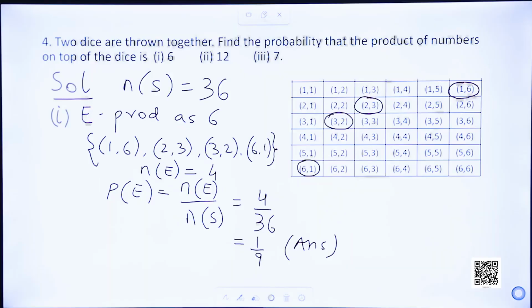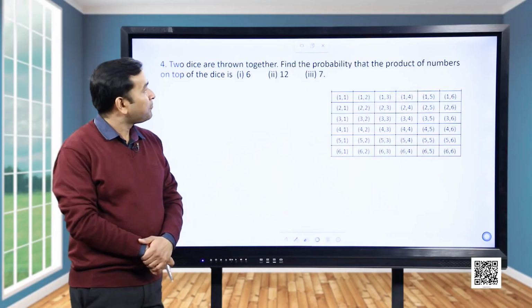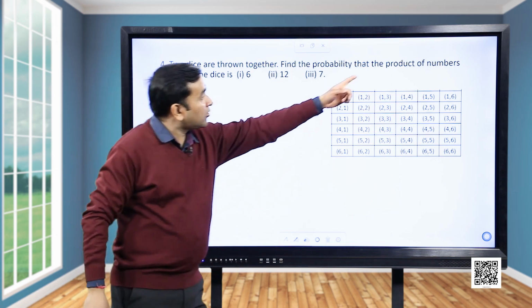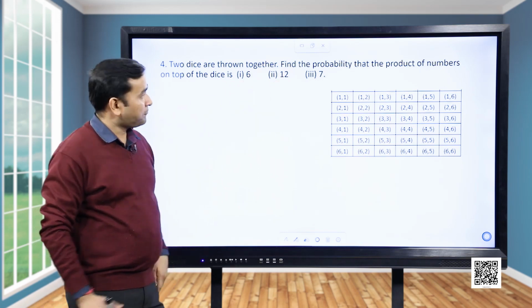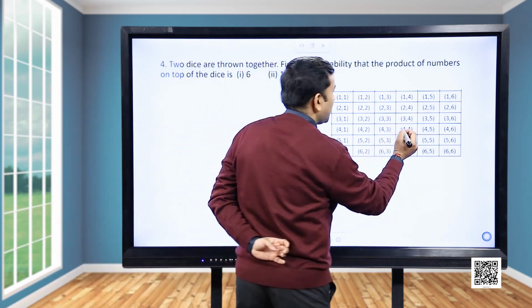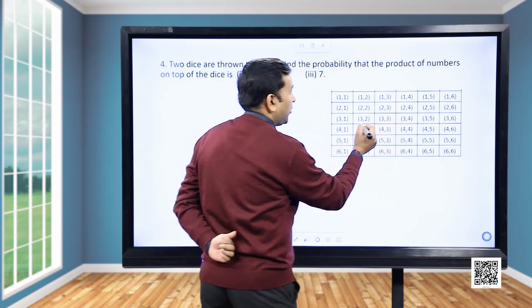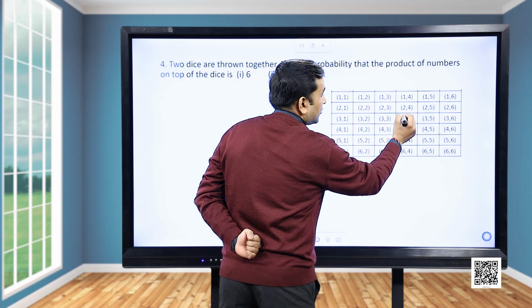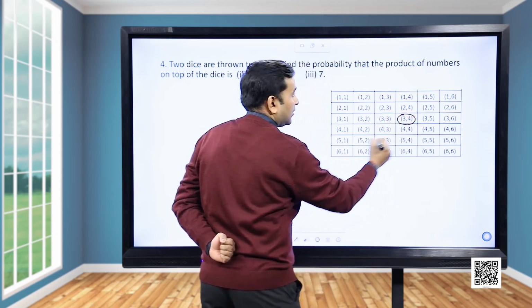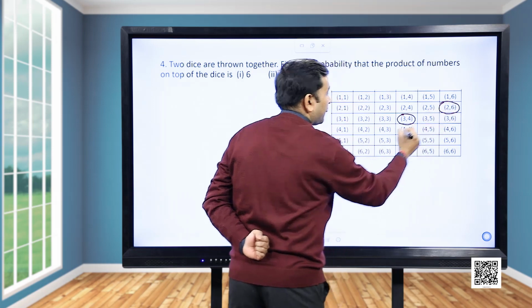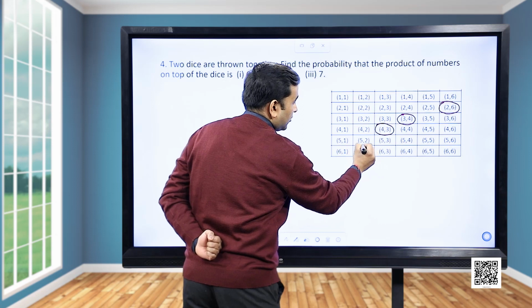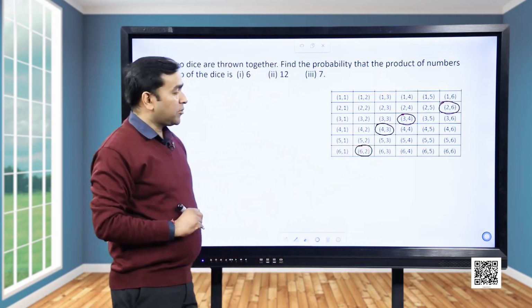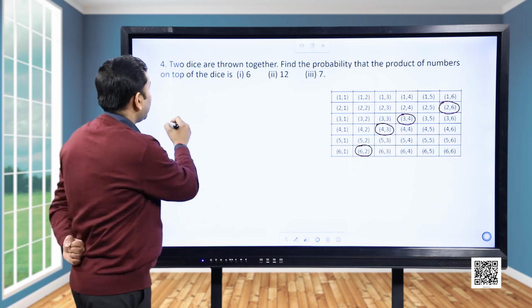Got it? Let us move to the second part. So let us solve the second part. So we need to find the probability of the product of numbers on the top of the dice such that the product is 12. Okay. So let us mark in this table. First of all, it would be 3 4s are 12, 2 6s are 12, 4 3s are 12, and 6 into 2 is 12. So we have favorable outcomes as these. Let us write these.